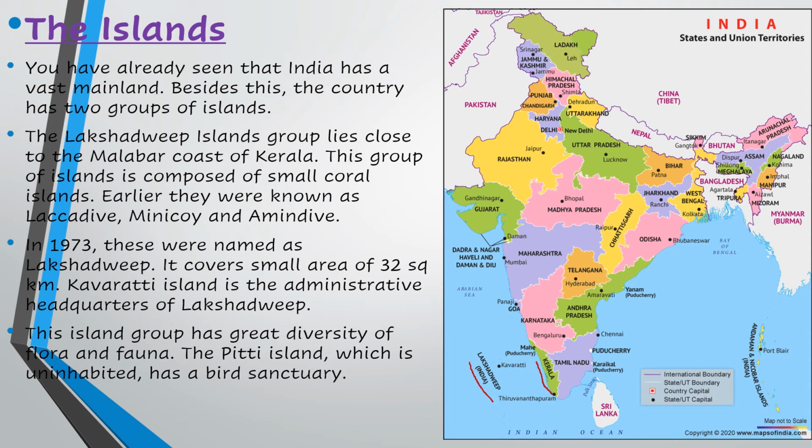Kavaratti Island is the administrative headquarters of Lakshadweep. This island group has great diversity of flora and fauna. Many types of plants, many types of animals can be found on this island. The Pitti Island, which is uninhabited, has a bird sanctuary. Clear? Let us slide ahead to know about the Andaman and Nicobar Islands.